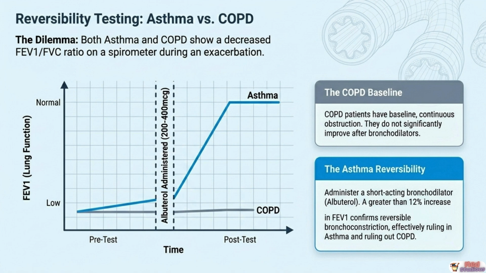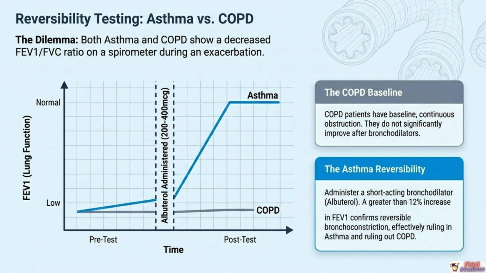So how do you tell them apart? The answer lies in the reversibility test. You administer a short-acting bronchodilator, specifically albuterol, at a dose of 200 to 400 micrograms, and then recheck spirometry. In a patient with asthma, the FEV1 will rise by more than 12% post-bronchodilator. This dramatic improvement reflects the reversible nature of asthmatic bronchoconstriction. The airway spasm relaxes with beta-agonist stimulation.